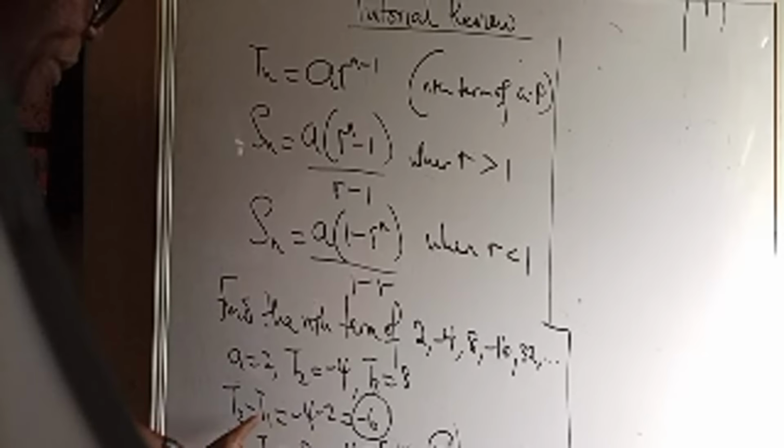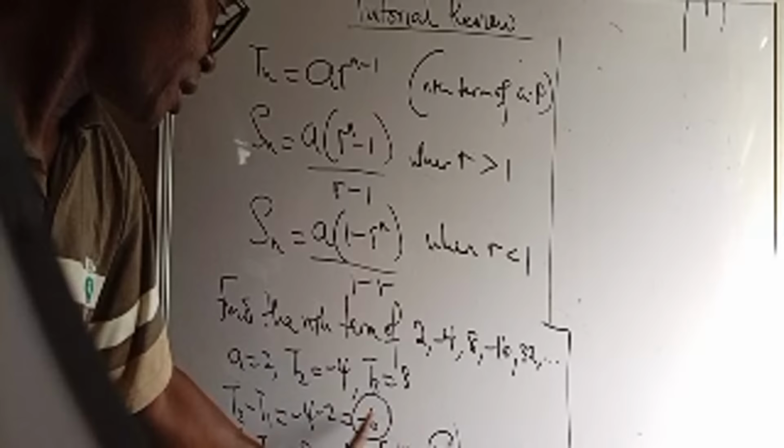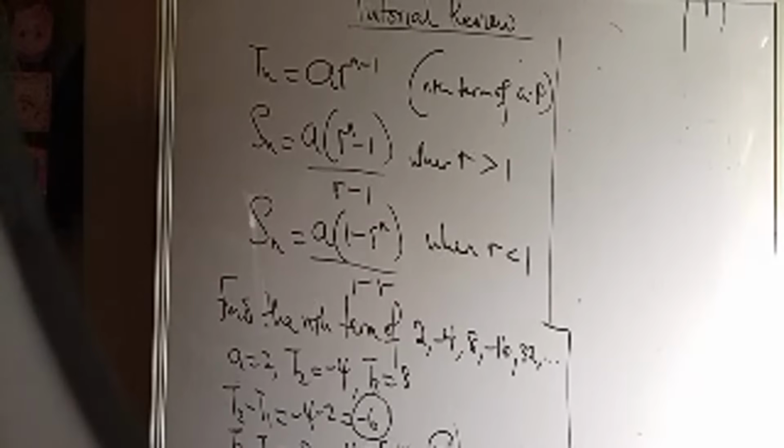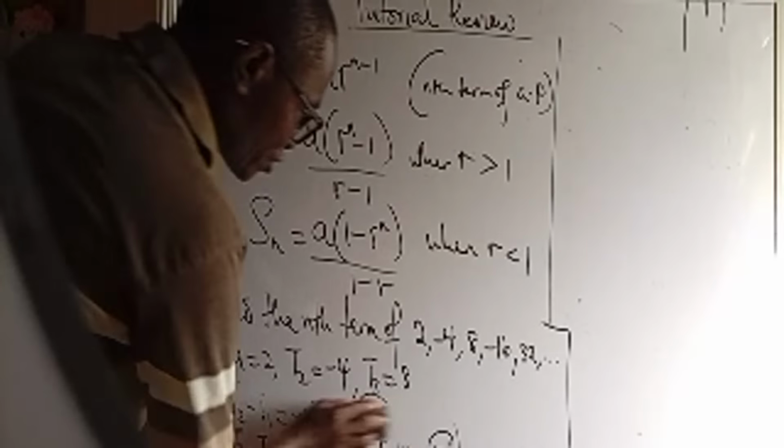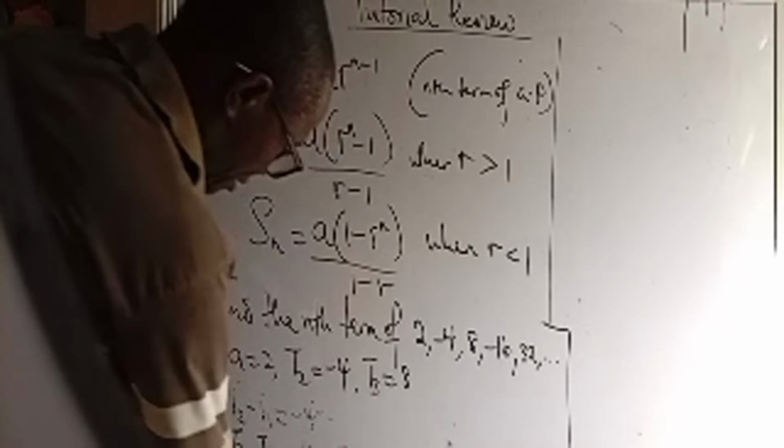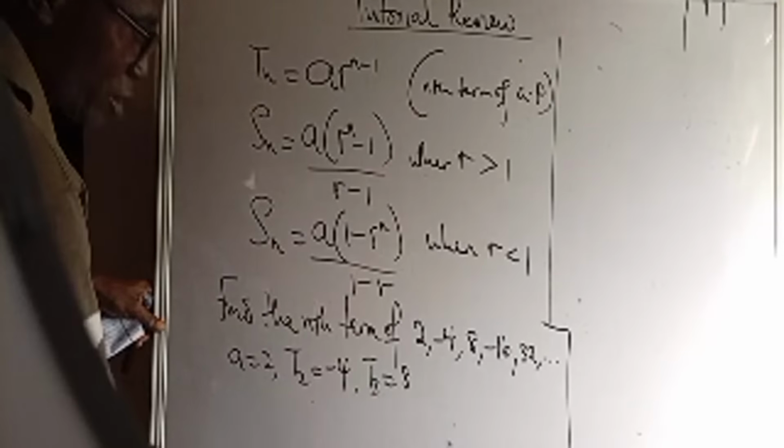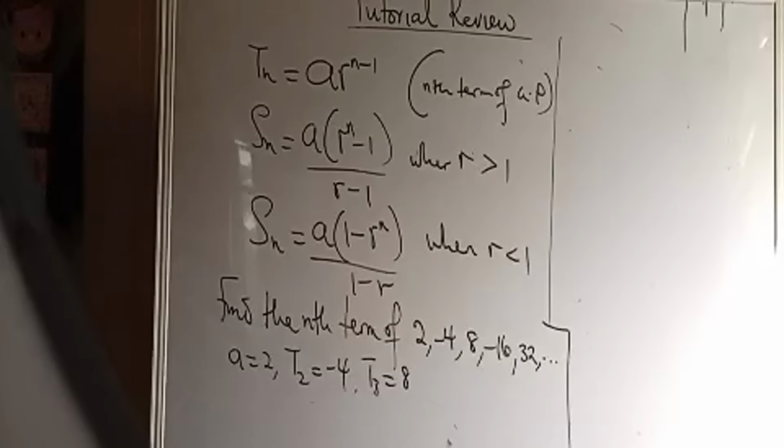Since the result we obtain when we subtract T1 from T2 is minus 6, and when we subtract T2 from T3 is 12, that means this is not an AP series. If it were an AP, the common difference would be equal, yes, constant. So what do we now do? Fine. Use the method of GP.